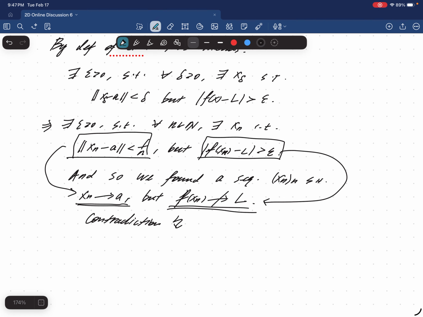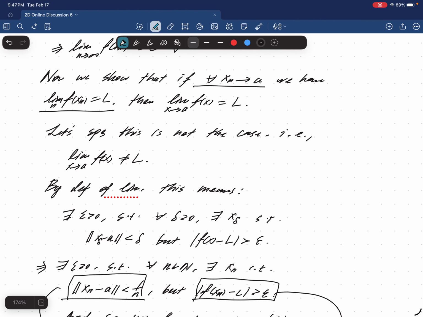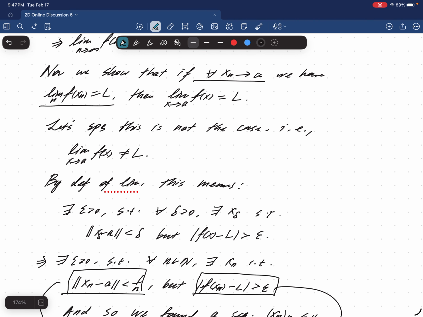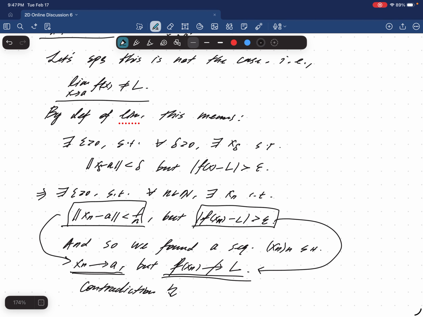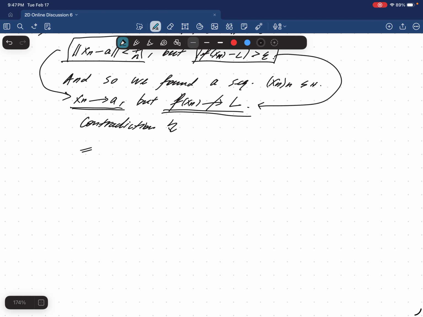So this must mean our assumption is wrong. What is our initial assumption? Our initial assumption is that the limit of f(x) is not L. So it must mean that this assumption is wrong, and that the limit of x going to A of f(x) is L. And so we are done.